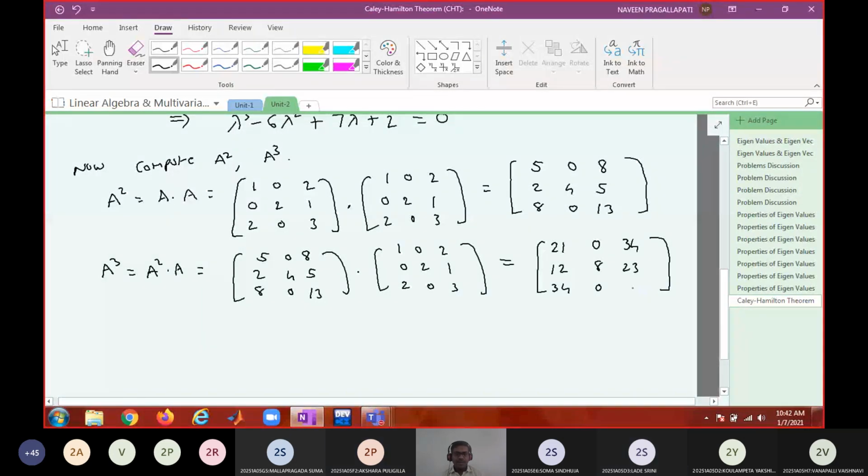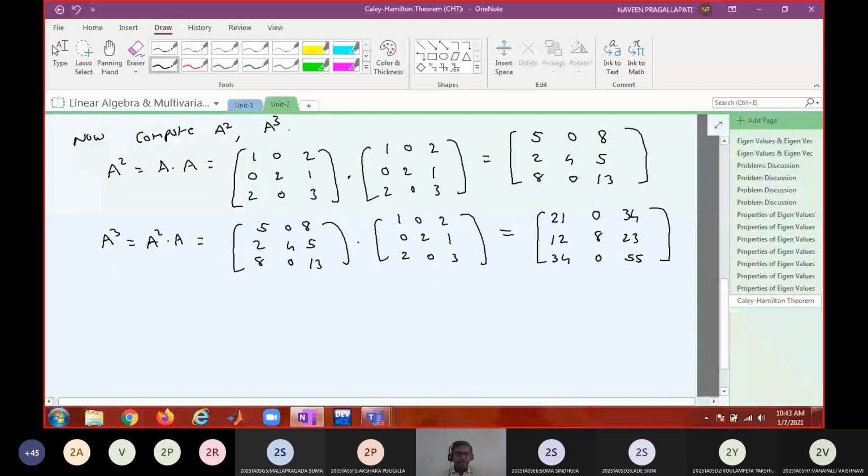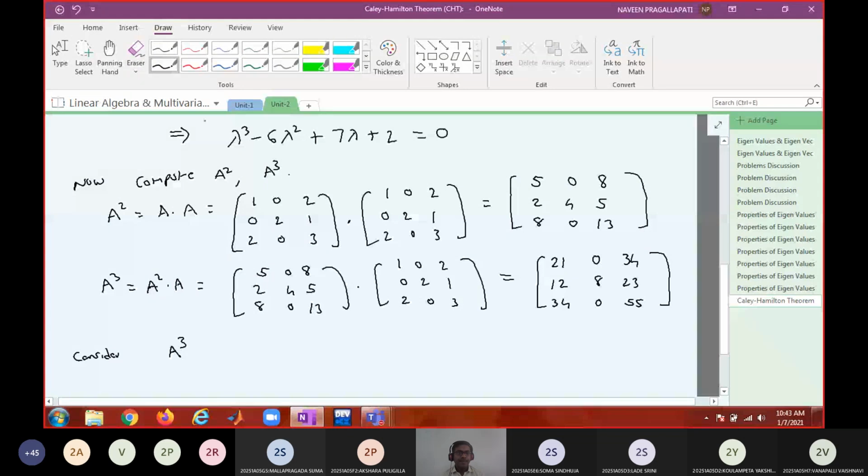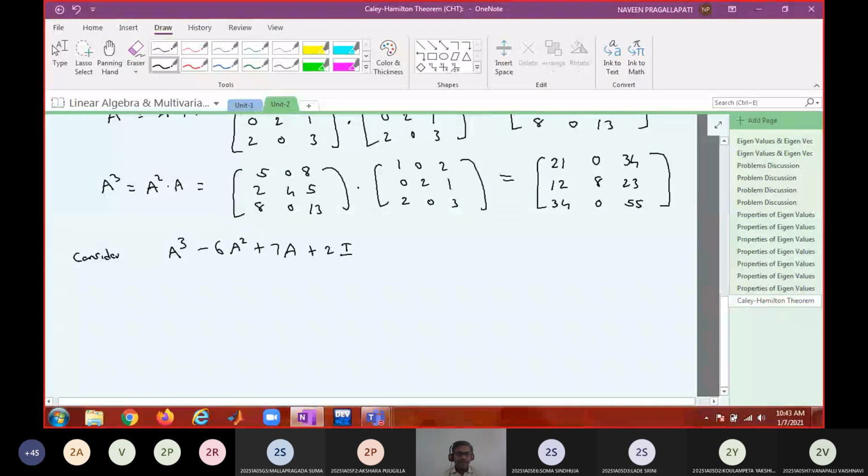Now we have all the matrices. Now consider A cube, because you have to substitute lambda with A. You have to replace lambda with A. So A cube minus 6A square plus 7A plus 2I. Find out this expression.